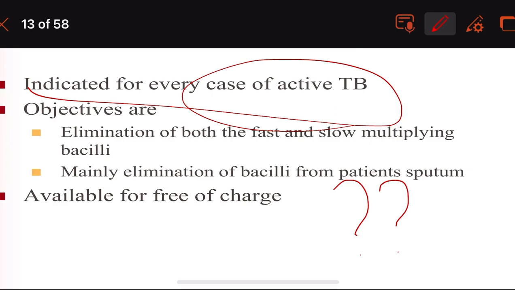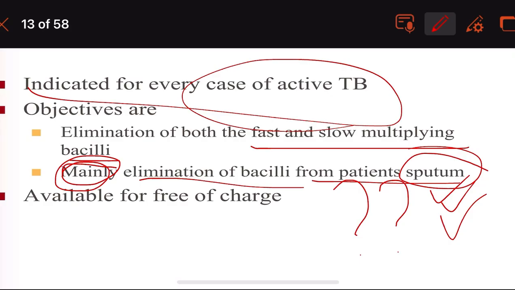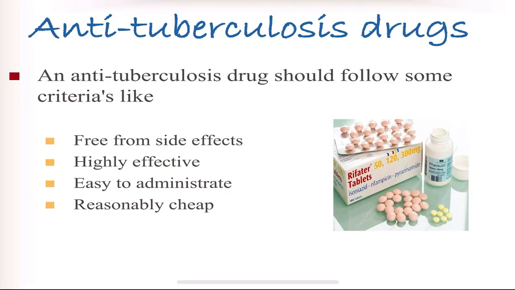They want to eliminate the fast and slow multiplying bacilli, and mainly they want to eliminate the bacilli from the patient's sputum. Is it clear? From the patient's sputum, they want to eliminate the bacilli. And we know that treatment should be free of charge. It should be available to all the patients who are detected. It should be adequate and applied to the entire pool of infectors in the community.